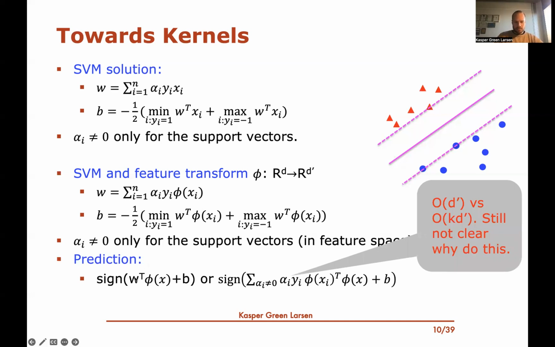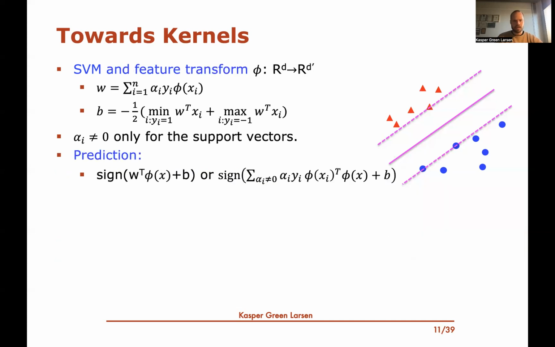Now, it still looks better to do the first thing if I want to make a prediction, because this W that I get after feature transforming is a sum of feature transform vectors that have d prime coordinates. So this W has d prime coordinates, and so does the feature transform vector of x. So computing this first term takes d prime time, whereas if I have k support vectors, then the second expression is slower. You have to compute k inner products, each taking d prime time. So it's still not at all clear what we have gained here, or why you would use the second expression, but let's hope we can make it clear in a minute.